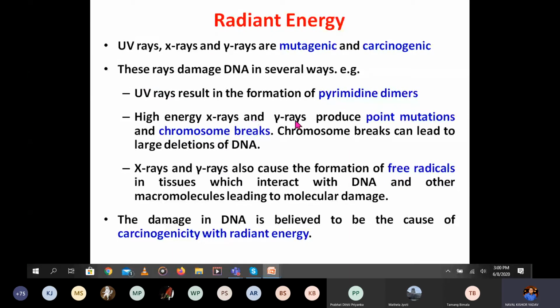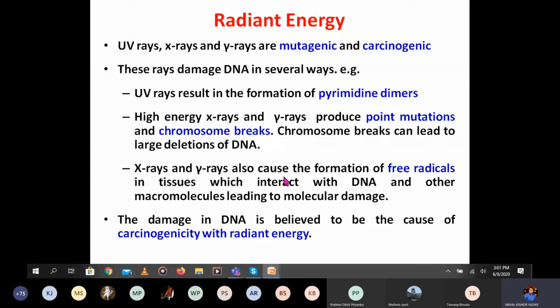Another, the X-rays and the gamma rays produce the point mutations and the chromosomal break. This chromosomal break can lead to deletion of a large portion of DNA. Okay. UV rays cause the pyrimidine dimers, but the X-rays and the gamma rays cause point mutations and the chromosomal break. Due to this chromosomal break, a large portion of DNA can be deleted. So that is the DNA damage. Okay. This is the one way to damage the DNA.